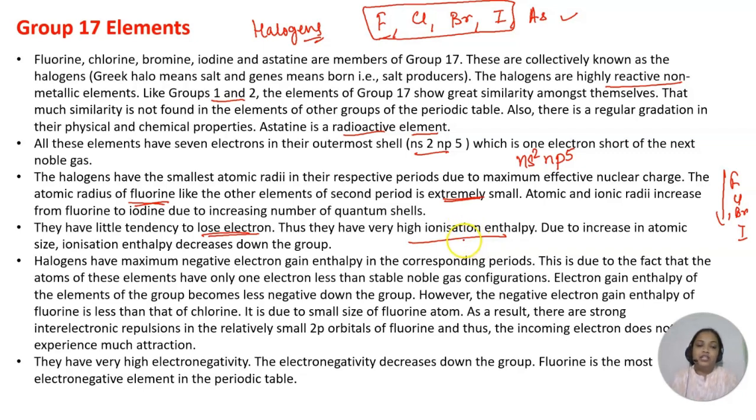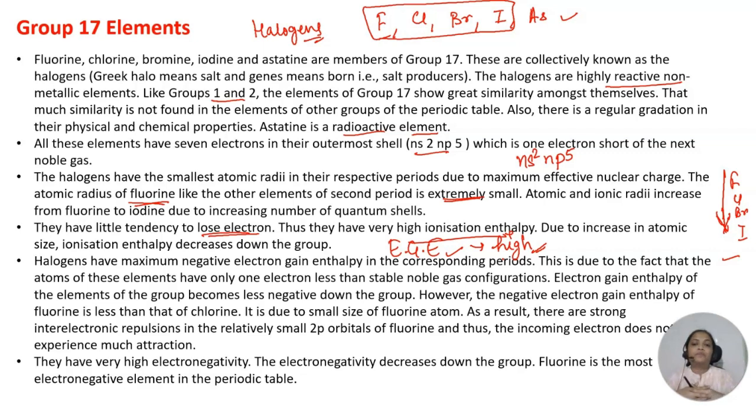and ionization enthalpy will decrease down the group, again because of increase in atomic size. Now, if I am talking about electron gain enthalpy, this is going to be high and highly negative. A large amount of energy is released when halogens gain an electron, because they are just one electron less than stable configuration. So that is why they have maximum negative electron gain enthalpy, and this will become less negative as we move down the group, meaning energy will decrease.